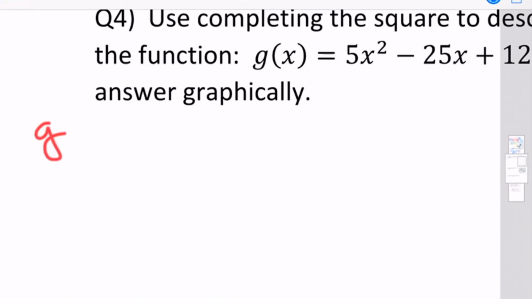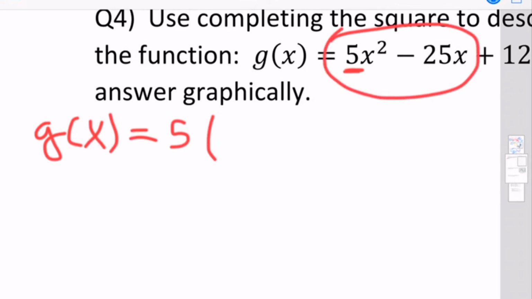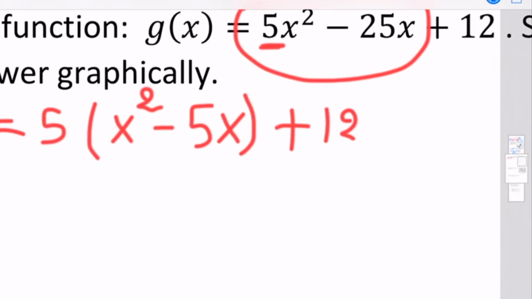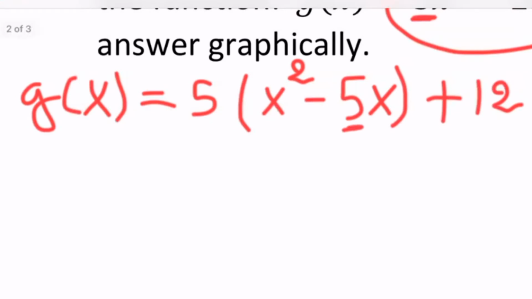So we have g of x equals, take the a common factor between these two terms. Okay, so you get 5 bracket x squared minus 5x plus 12. We look for this 5, we divide it by 2 and we square it. Okay, and we add it and subtract it.